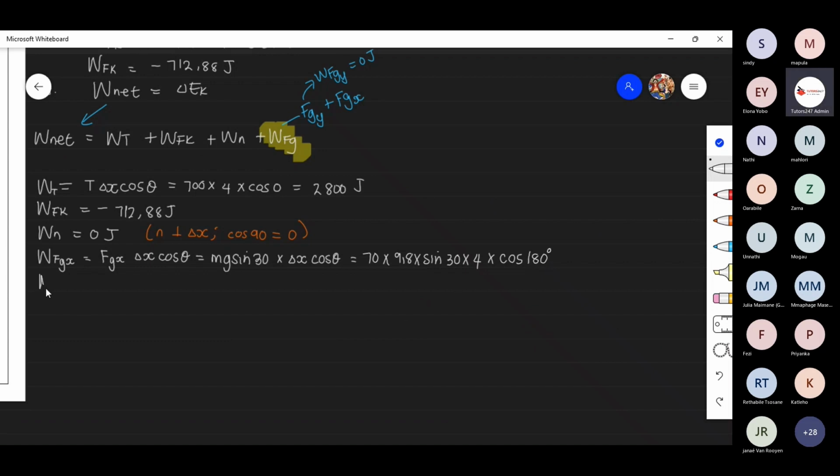Now we can put this onto our calculator. I know it's quite a long one as opposed to the previous ones. So let's see. We have 70 times 9.8 times sine of 30 degrees times 4 times cos of 180 degrees. And that gives us negative 1,372 joules.